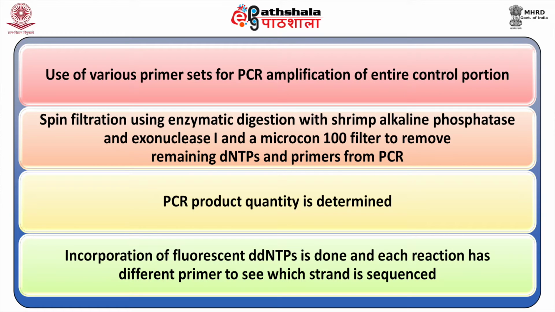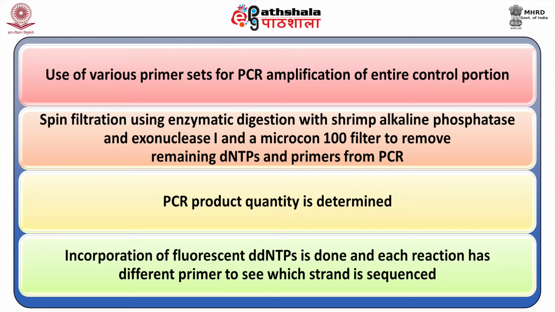Number 1, use of various primer sets for PCR amplification of the entire control portion. Then spin filtration using enzymatic digestion with shrimp alkaline phosphatase and exonuclease 1 and a Microcon 100 filter to remove remaining dNTPs and primers from PCR. PCR product quantity is determined.